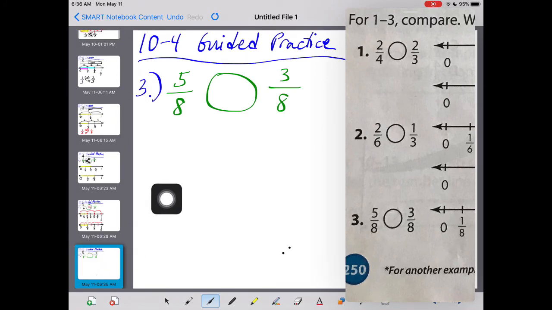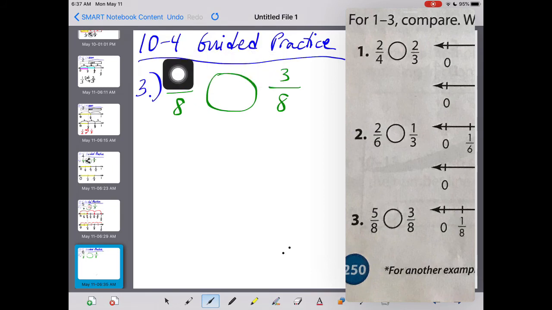For number 3, we're comparing 5/8 to 3/8. I've written it over here. First thing, always look at your denominator. Okay? The denominator on this fraction is an 8, and the denominator on this fraction is an 8. They're the same. Yay! Remember, the denominators tell you how many pieces there are in one whole. So this candy bar has been divided up into eighths, and this candy bar has been divided up into eighths.